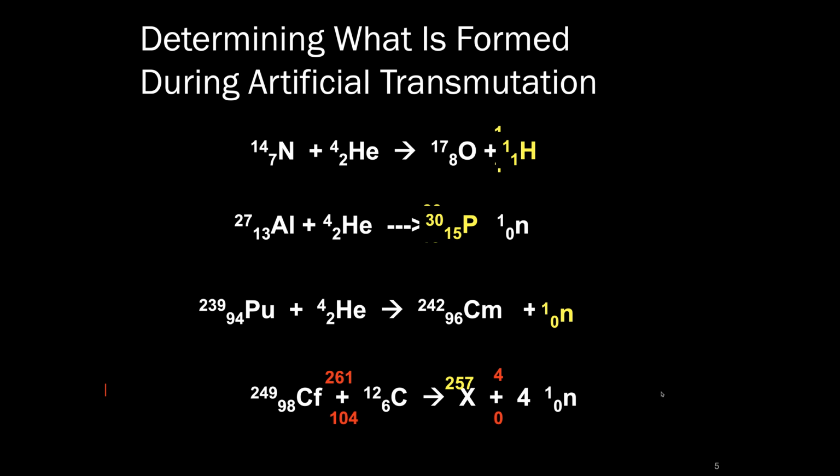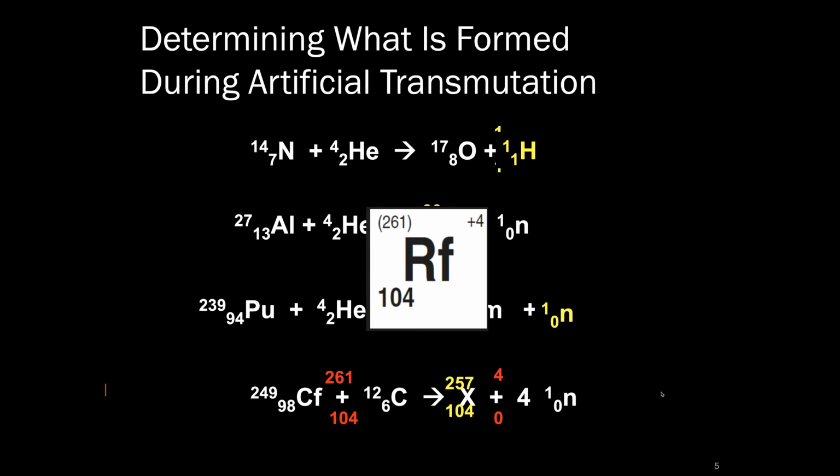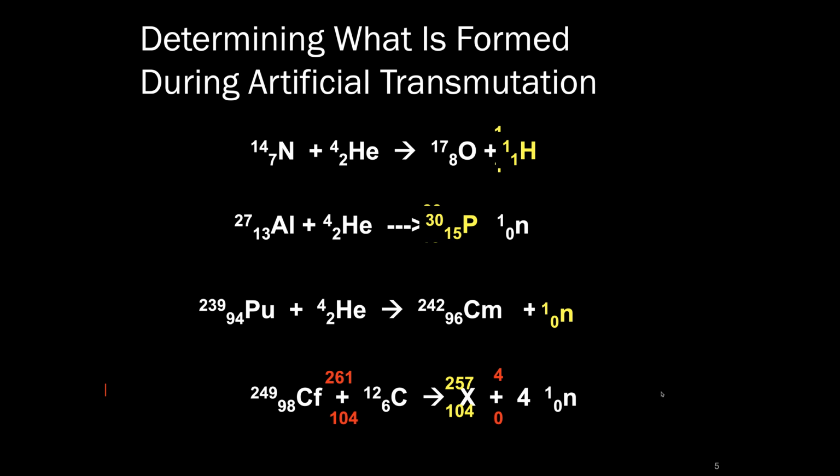So what plus 0 is 104? Well, 104. What is element 104? Well, that is Rutherfordium, named for the guy who invented artificial transmutation. And I can say invented here because this had never been done before. It's artificial. So Rutherfordium 257, appropriate to name it after the person who discovered it.